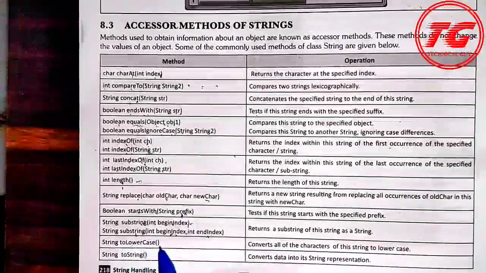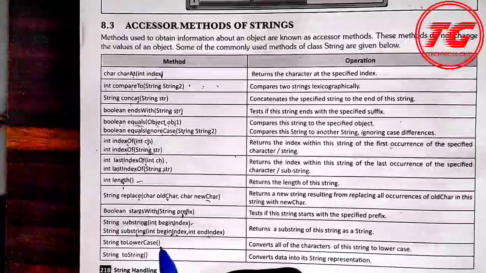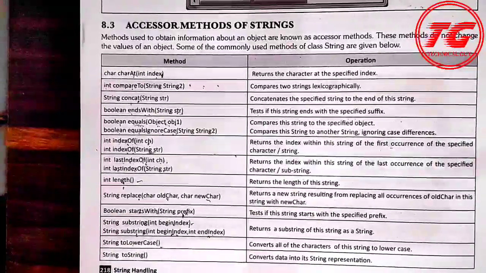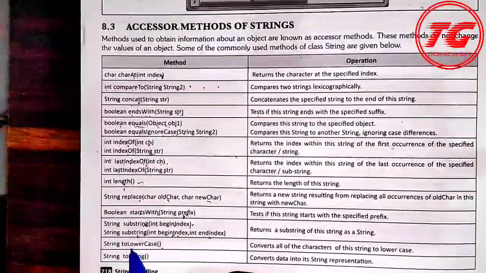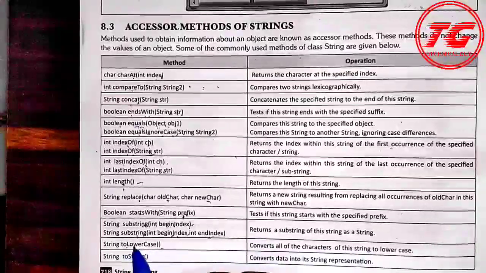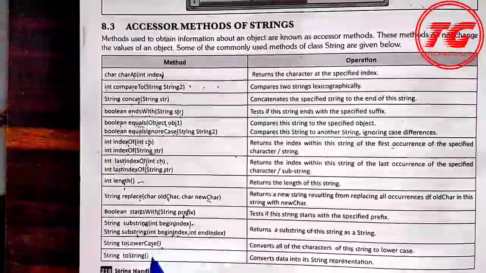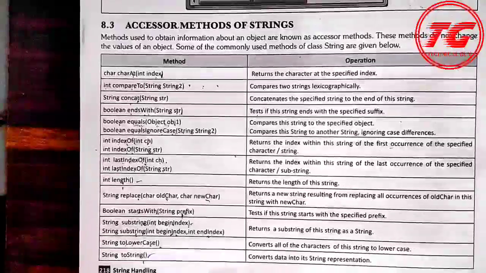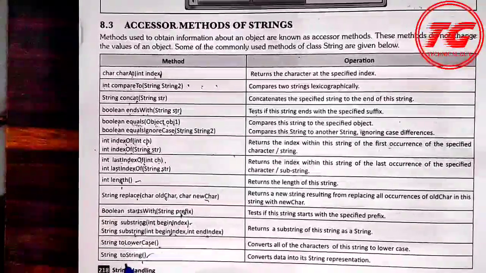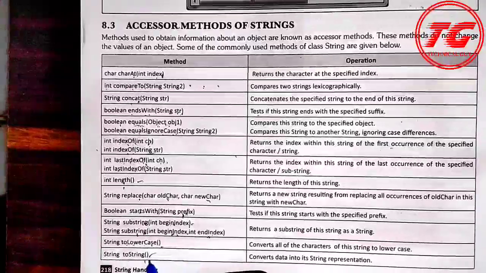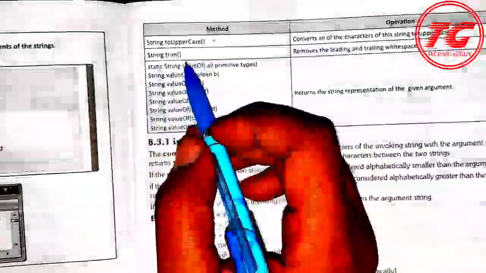Next we have toLowerCase, and this method is used to convert the string into lowercase. Similarly, we have one more method called toUpperCase, that will turn the string into uppercase. And here we have the toString method. This will convert any type of data into its string representation. Okay, some methods are given here. Uppercase I already told you.